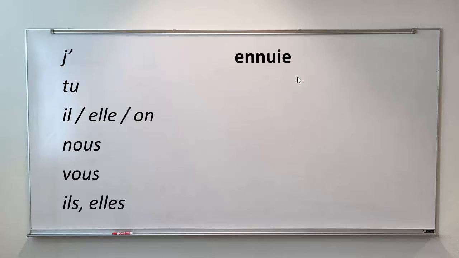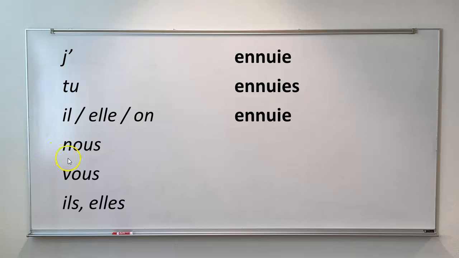So there you have it. J'ennuie, which is I bore. Tu, we start with our root, our stem. We add the ending and the spelling change occurs. Tu ennuies. You bore. Il ennuie, elle ennuie, on ennuie. So he bores, she bores, or one bores.